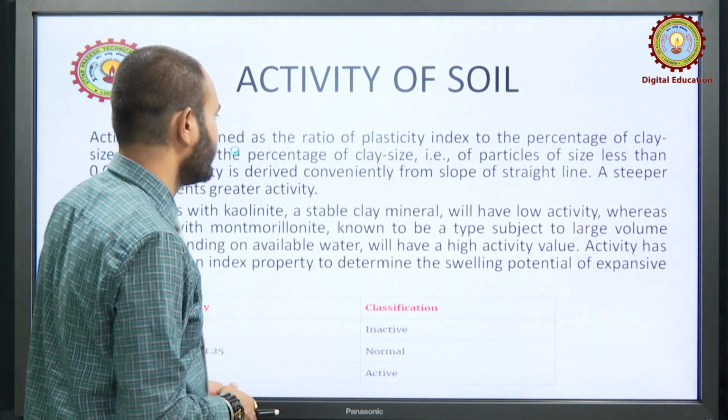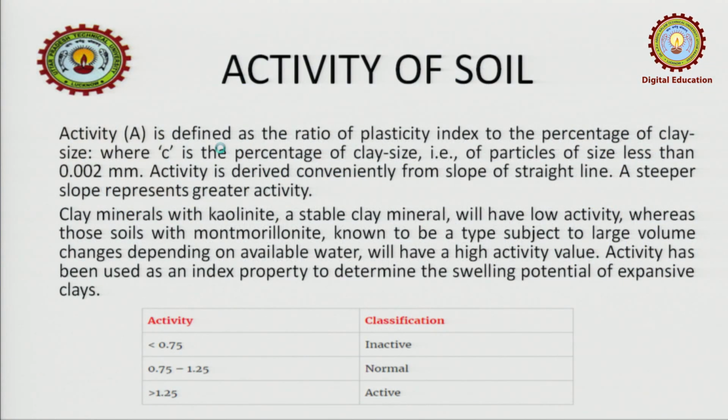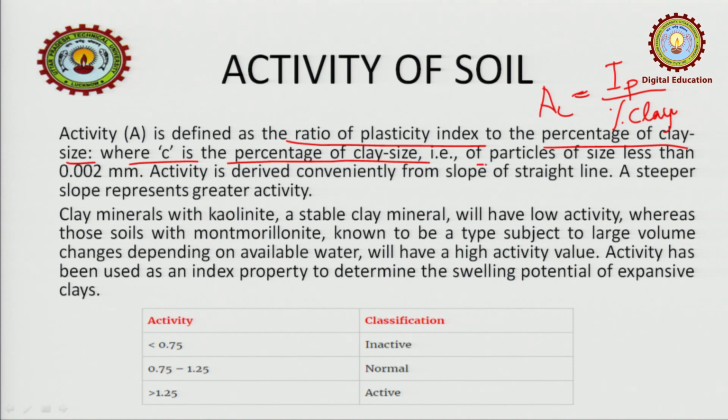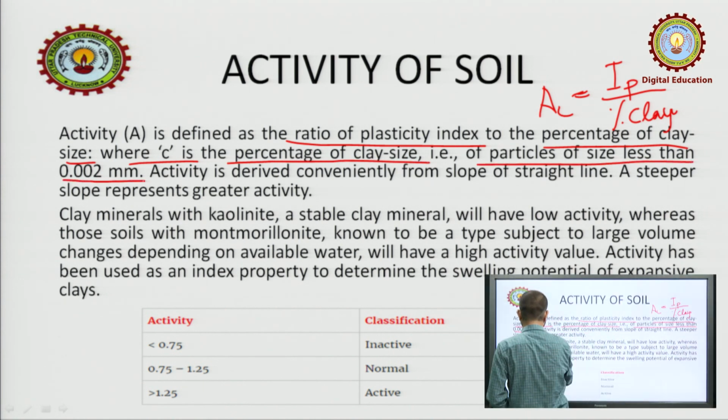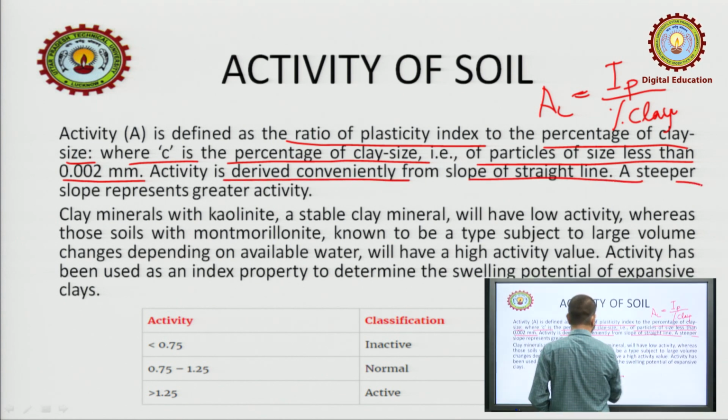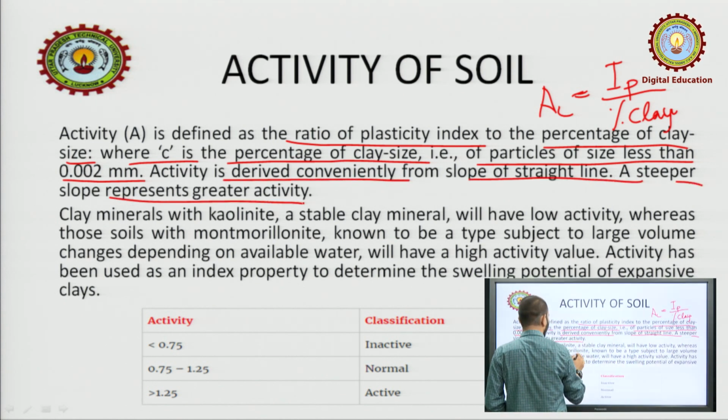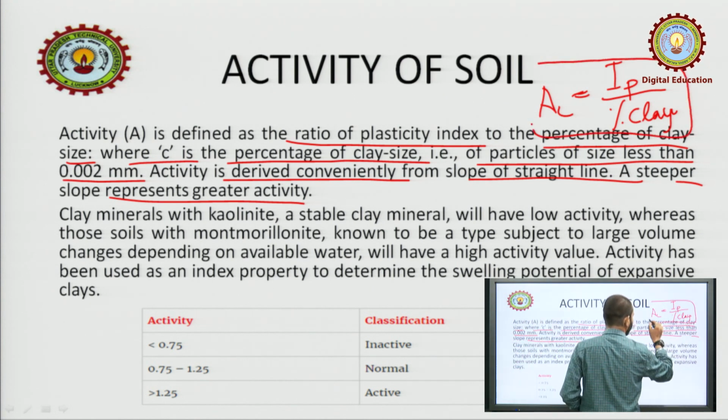Activity of soil. What is activity of soil? Activity of soil is represented by AC. It is Ip upon percentage clay. You can see the ratio of plasticity index to the percentage of clay size, where C is the percentage of clay size particles less than 0.002 mm. Activity is derived conveniently from the slope of a straight line as well. A steeper slope means greater activity. Now, this is your formula, the first thing.